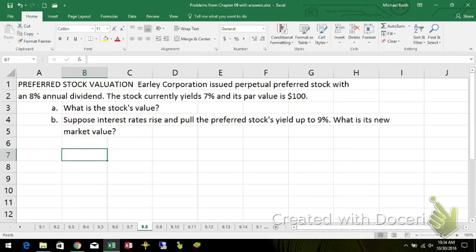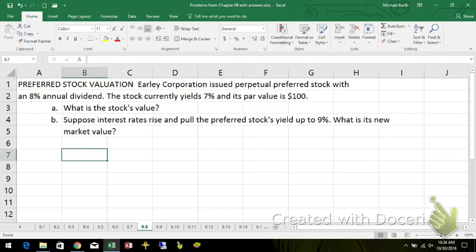This is problem 9.8 from Brigham and Houston, Fundamentals of Financial Management, Concise 9th edition. And this is again another example of preferred stock valuation.